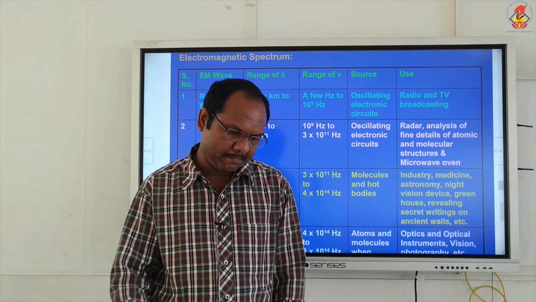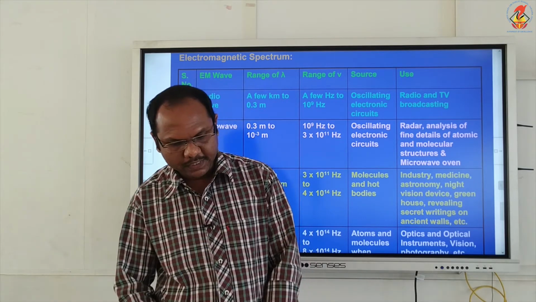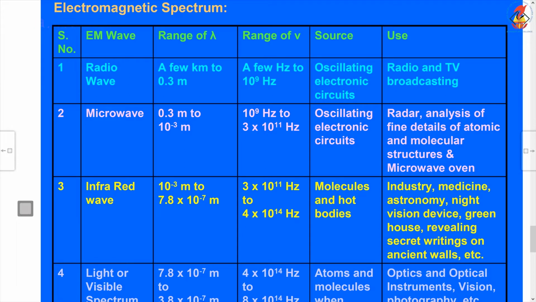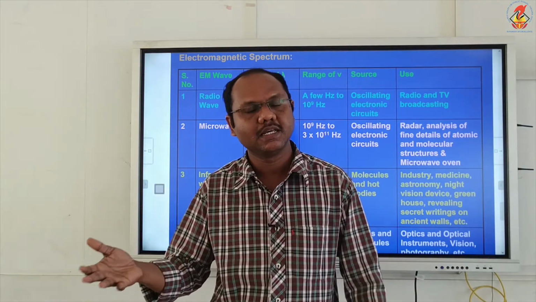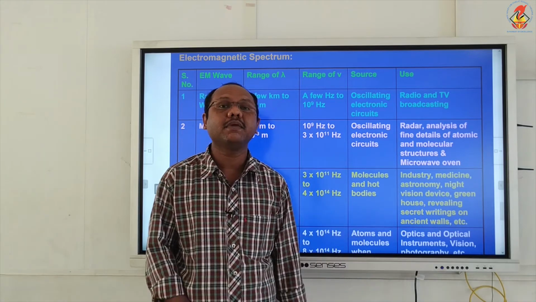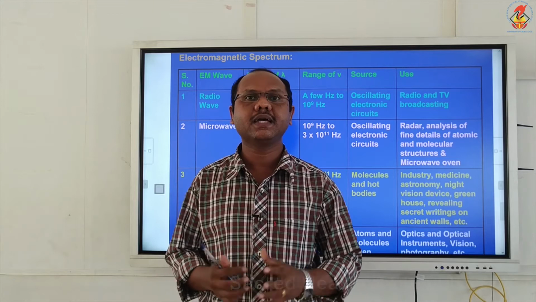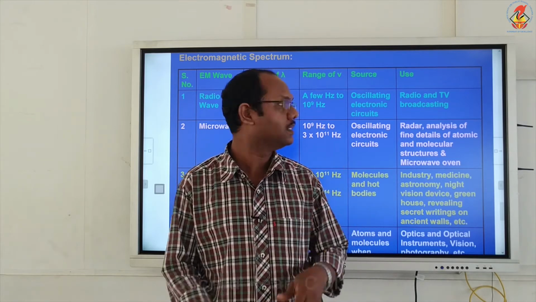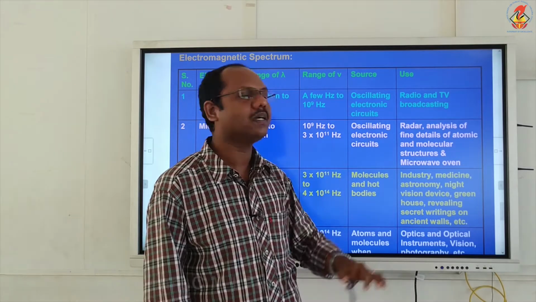What are the main uses of radio waves? The first use is that they can be used in radio and TV broadcasting. To broadcast radio and TV signals, we use radio waves. And the second one, they can be used in radio astronomy. Remember that. Here I have written only radio and TV broadcasting, so write one more thing: radio astronomy.